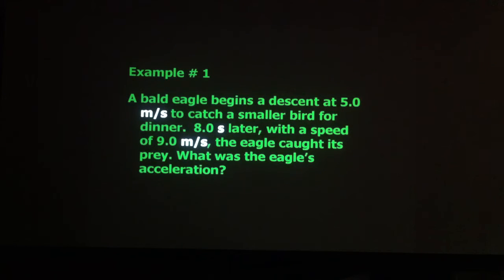A bald eagle begins a descent at 5.0 meters per second to catch a smaller bird for dinner. 8.0 seconds later, with a speed of 9.0 meters per second, the eagle caught its prey. What was the eagle's acceleration? So what do we know here? We know the initial velocity, we know the final velocity, and we know the time. Those are our known variables. Our unknown variable is, what is the acceleration?